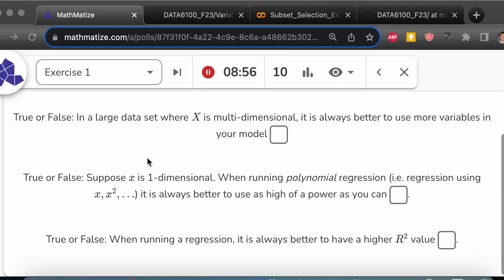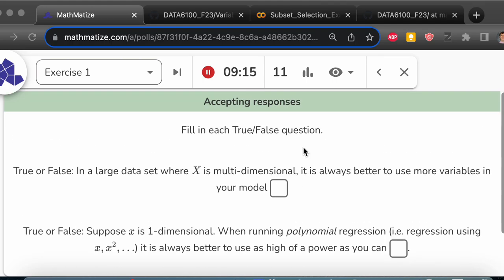So, you might say, okay, somebody just told me how many variables to use and I ran it, right? But in real life, you get to pick how many variables, and that's why it's good to know what is better. Is using more variables better? Is using a higher power better? Is having an R² value that's high, is that better?